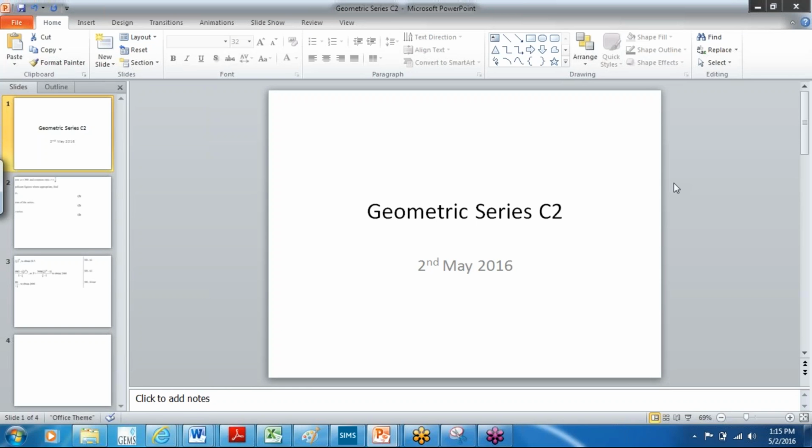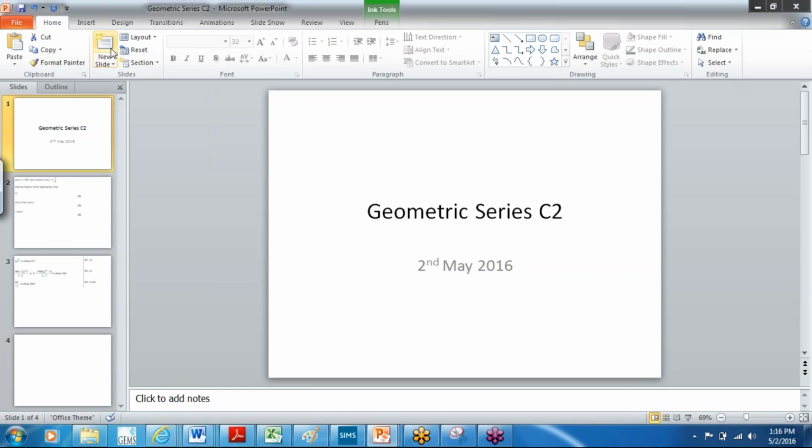Thank you for joining us on this session on geometric series. It's C2 in the Cambridge examination course. In this session we're looking at a question that requires the use of a geometric series. Now if you look at the formula sheet that is provided for you, you will find certain rules that can assist you with a geometric series question. So let's just highlight those first.